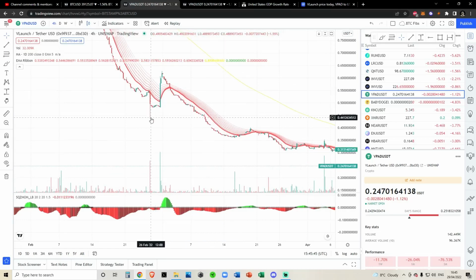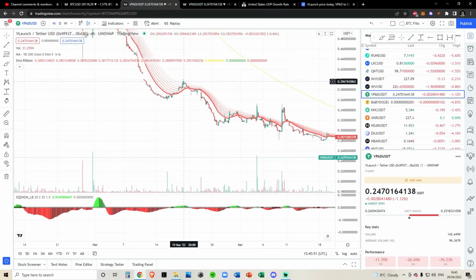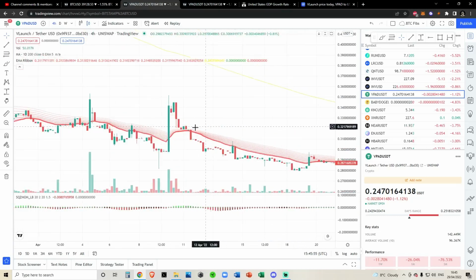So, like I said previously, on the 4-hourly, we tried to flip the EMA ribbons and completely failed. You can see here, we tried to flip, failed, tried to flip, failed, tried to flip. We tried to hang around here, like we really tried.